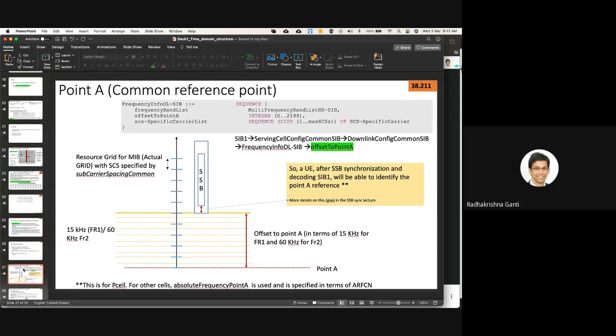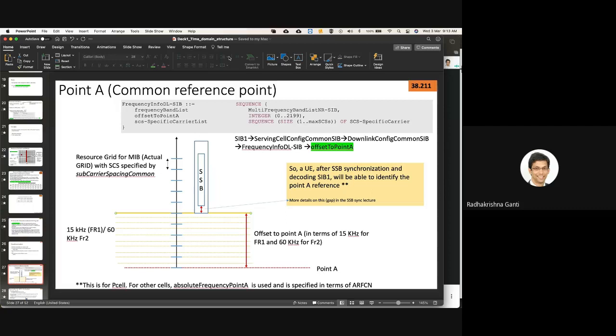Once it locks onto the SSB, the base station also transmits something called SIB1 messages, system information block messages. Essentially, these are the MIB, master information block, and system information block 1 messages. These are the messages that tell all about the system parameters. In these messages, one thing that the base station informs the UV is: now you have locked onto the SSB, so you know the starting frequency of the SSB.